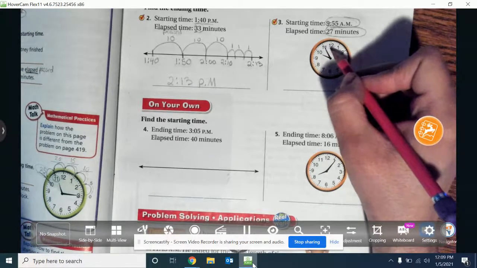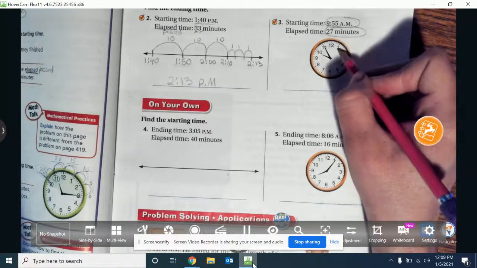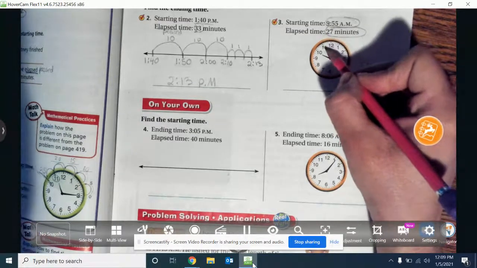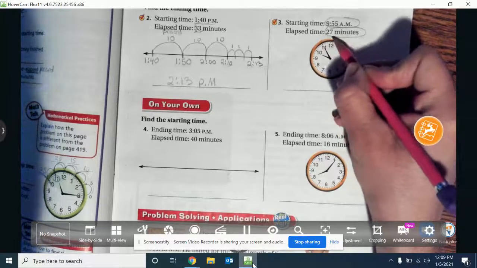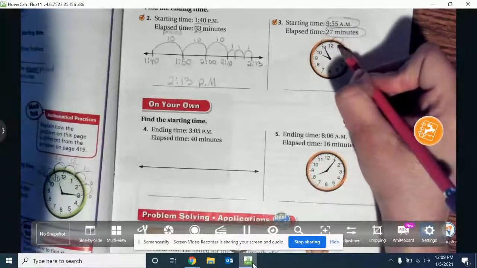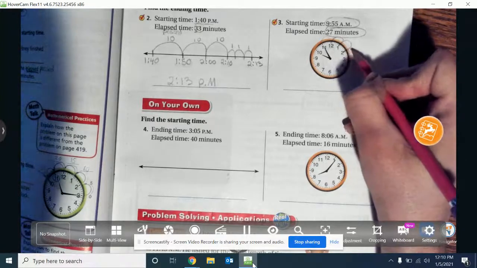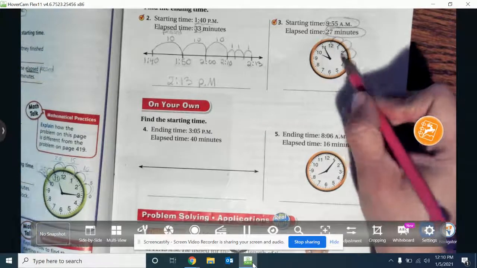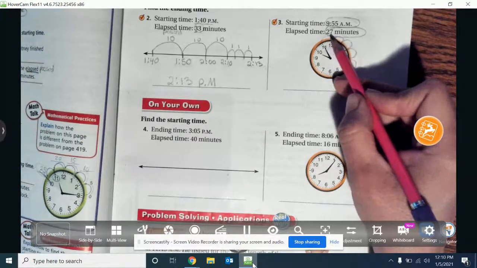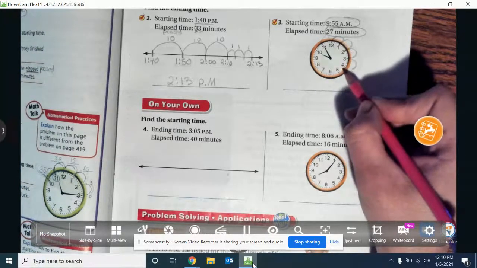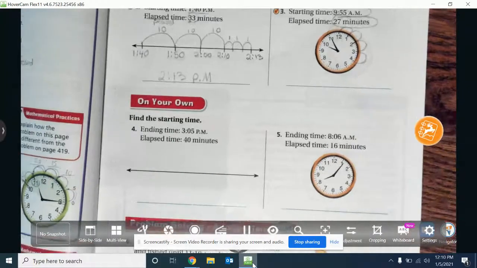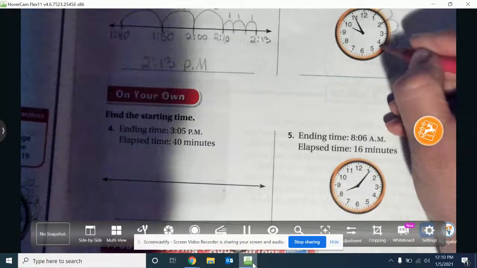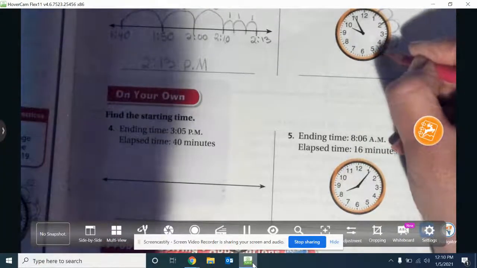So remember, every big number, we count by 5s. So we need to count 27. So if we start here where the minute hand is, we go 5, 10, 15, 20, 25, but we need to stop at 27. So now we need to count 1 minute at a time. I know that it's tiny to see. Let me try to zoom in. So this is 25, 26, 27 right here.